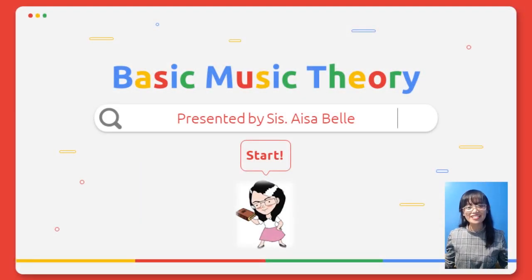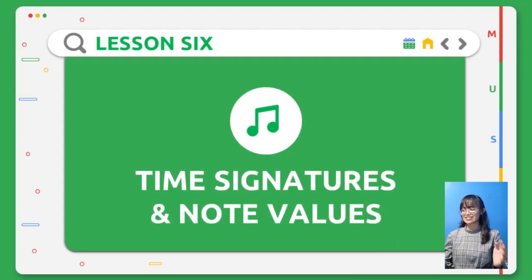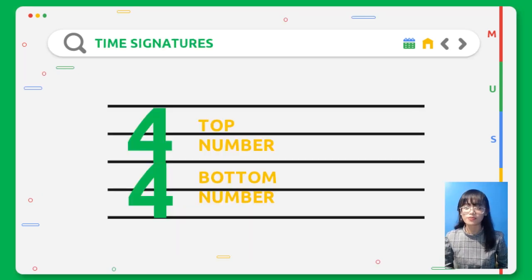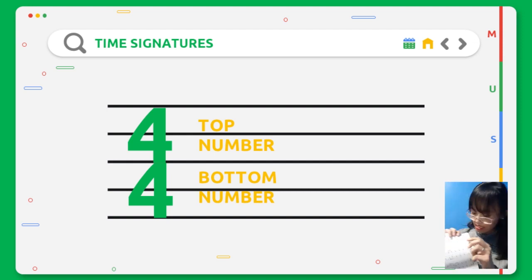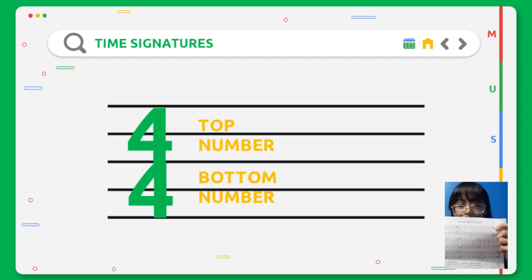Hello everyone, I'm back. Again, I'm Sister Ava and we're going to have our last lesson for today's session, which is time signatures and note values. So, what is a time signature? Time signature are placed at the beginning of a music piece. So, here is our sample music sheet, and this is what you call a time signature.